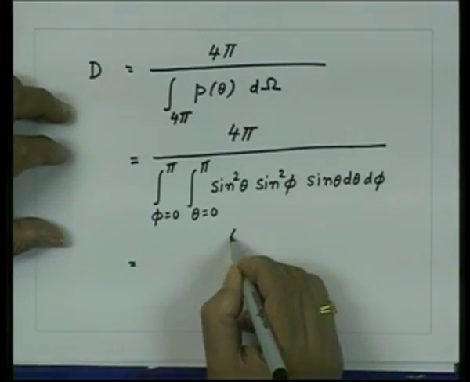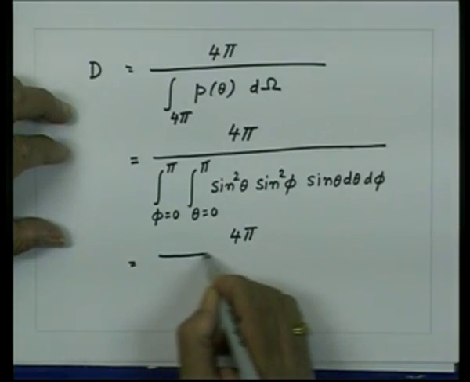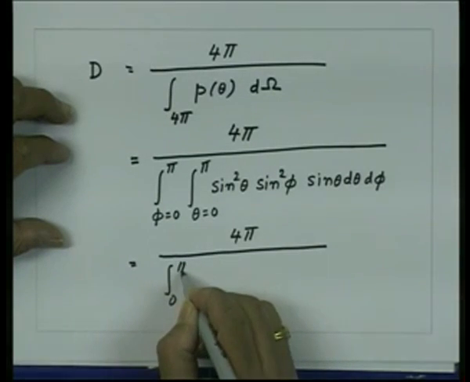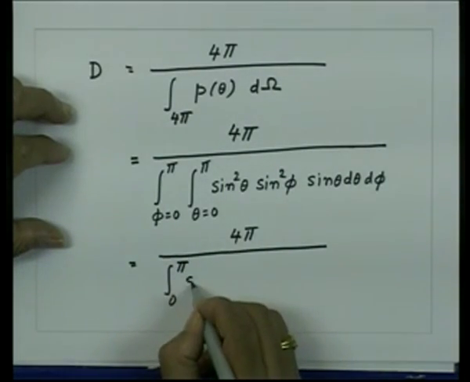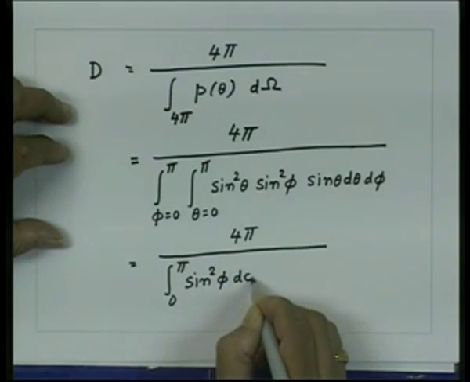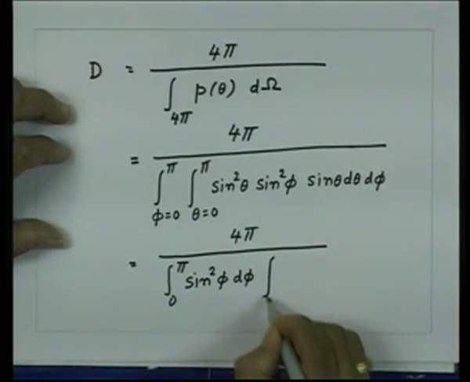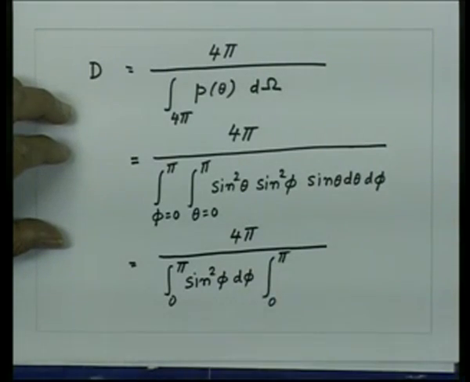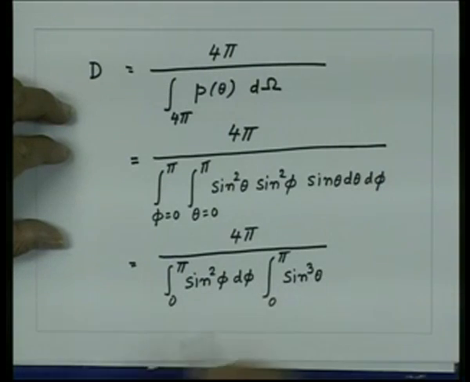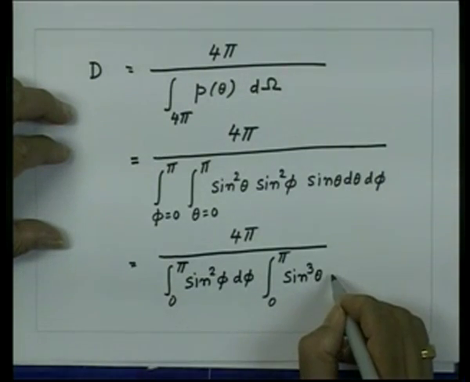So, this will give us 4 pi divided by the integral from 0 to pi for phi. So, this is sine square phi d phi, times the integral from 0 to pi of sine cube theta d theta.